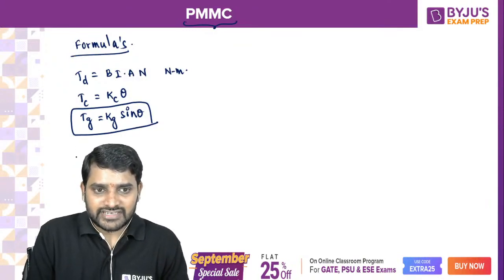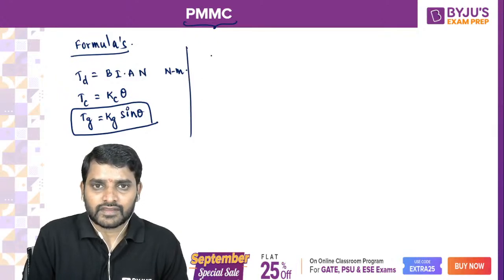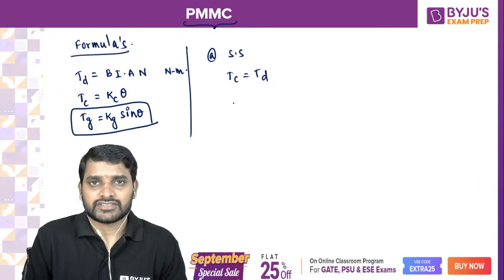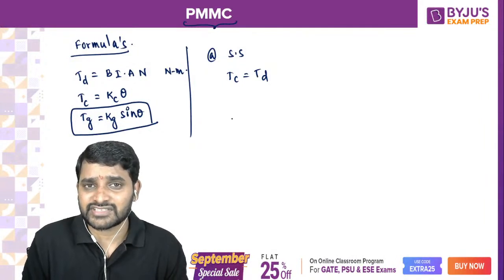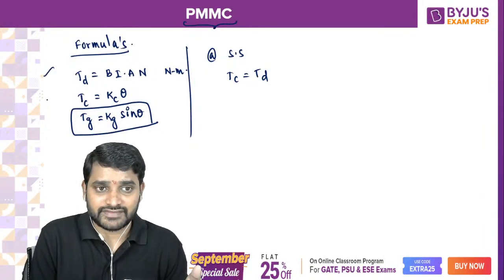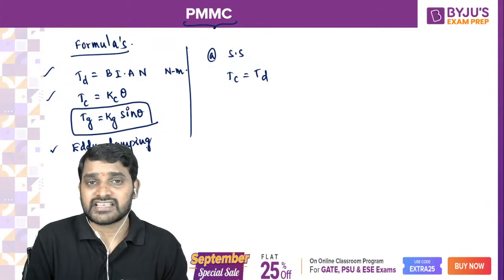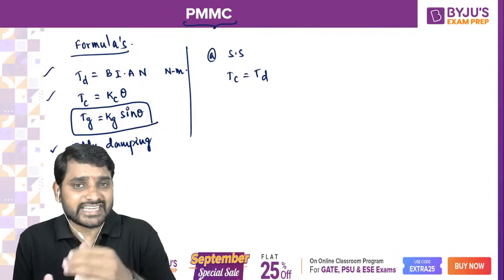All right, now at steady state, Tc equals Td, so damping torque is going to be 0. The damping we prefer in PMMC is eddy current damping. Deflection, control, and damping is eddy current damping. So at steady state, Tc and Td are equal and opposite, and damping will be 0.